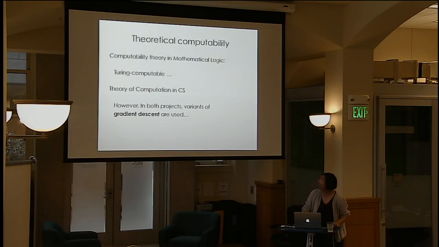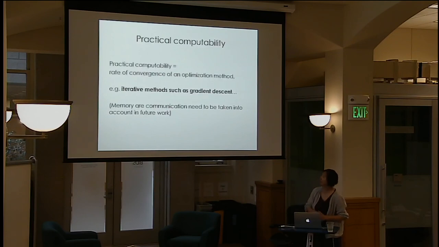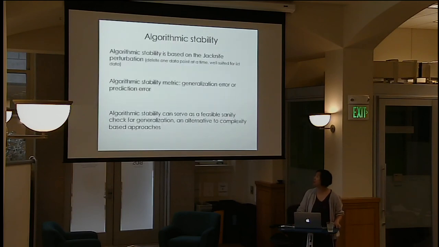So the last bit is that there are actually intimate connections, quite explored, between stability, computability, and prediction error. And how do we characterize computability? Turing computable, that's a great idea, great concept, but that's not what we practice. So we went for practical computability. Just look at iterative algorithms and look at convergence rate as some form of complexity for computability. We didn't worry about memory and communication, which in the future probably should be in.